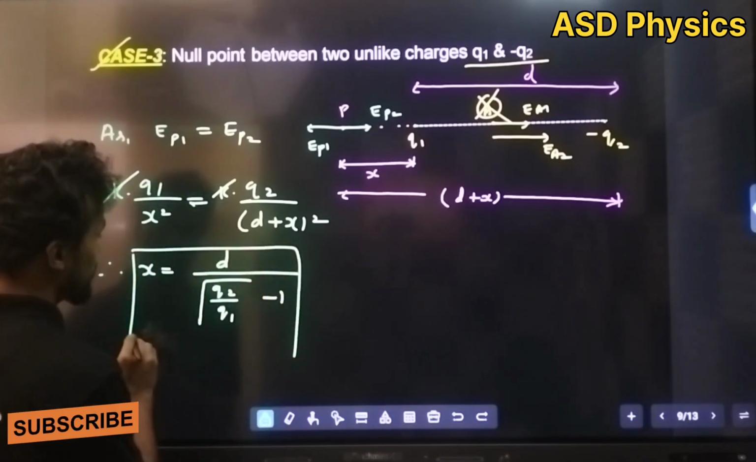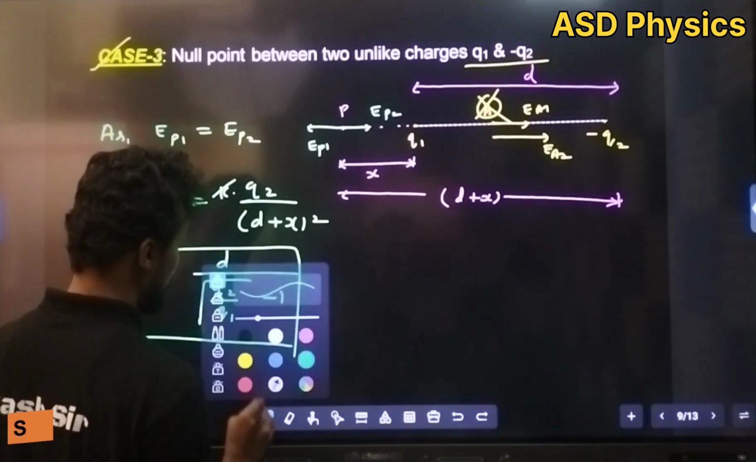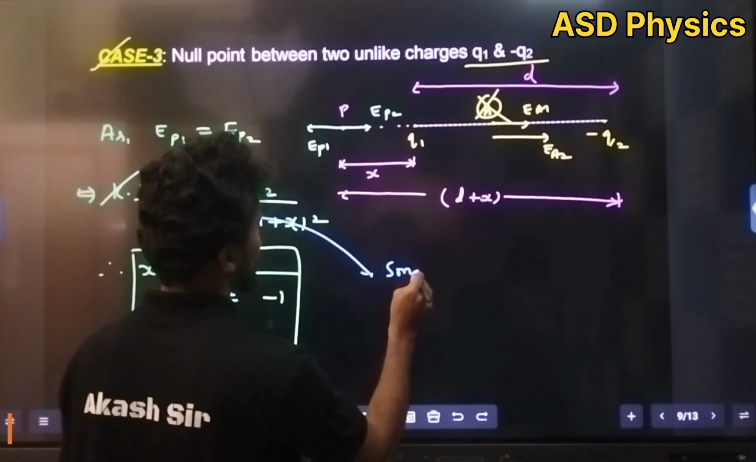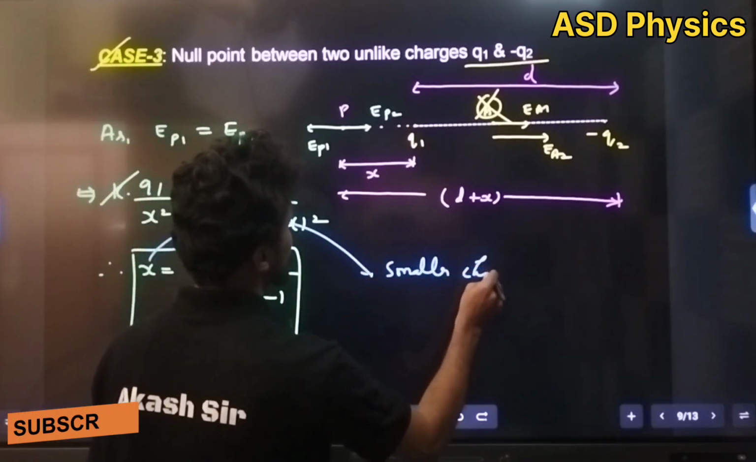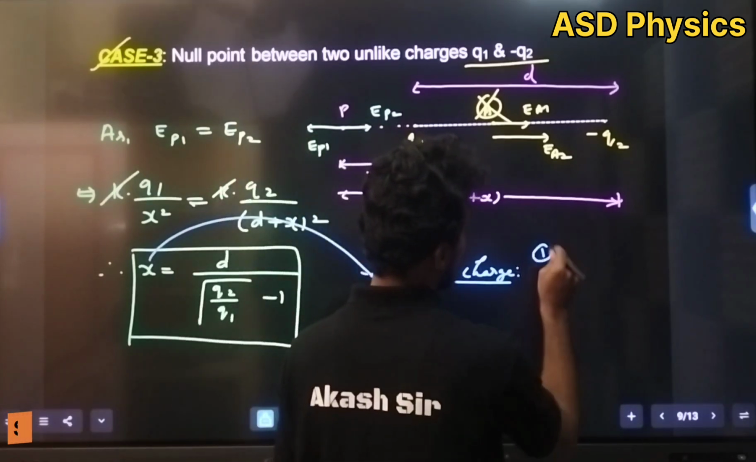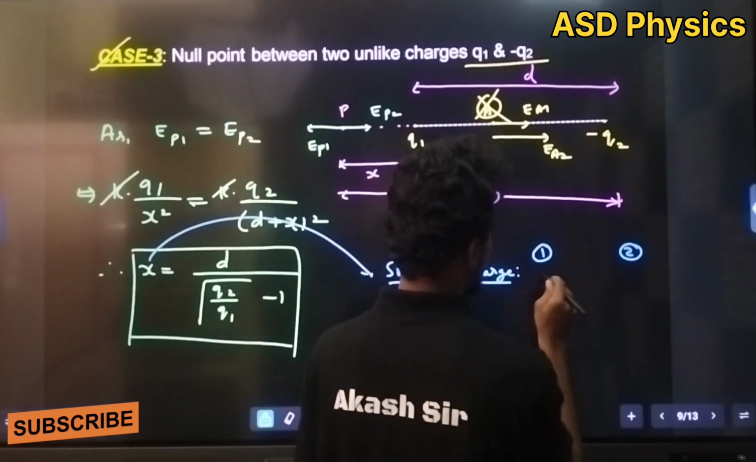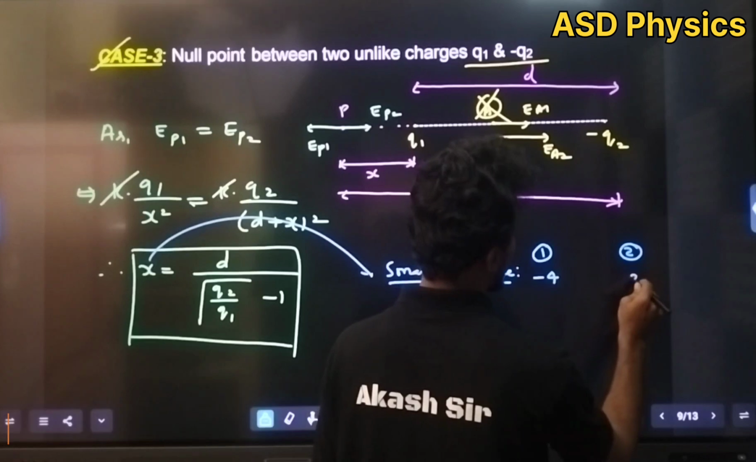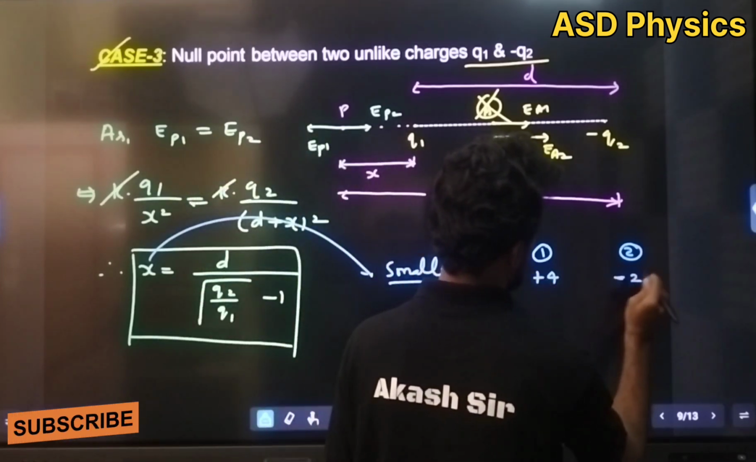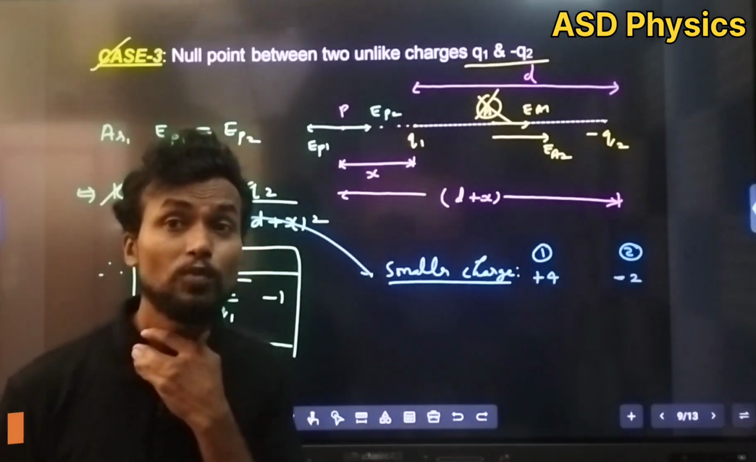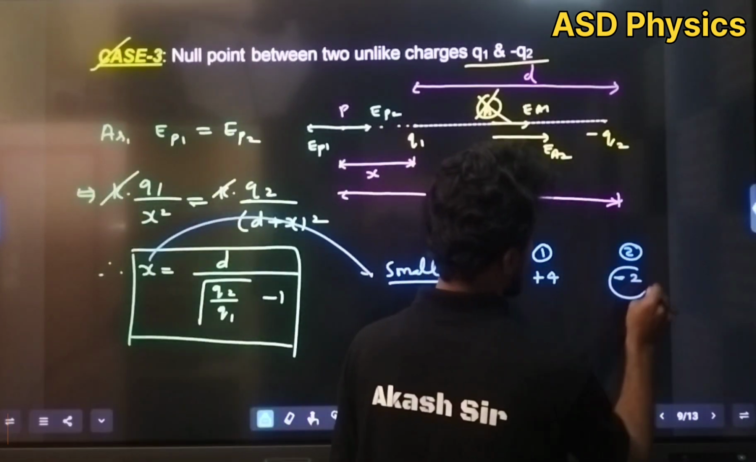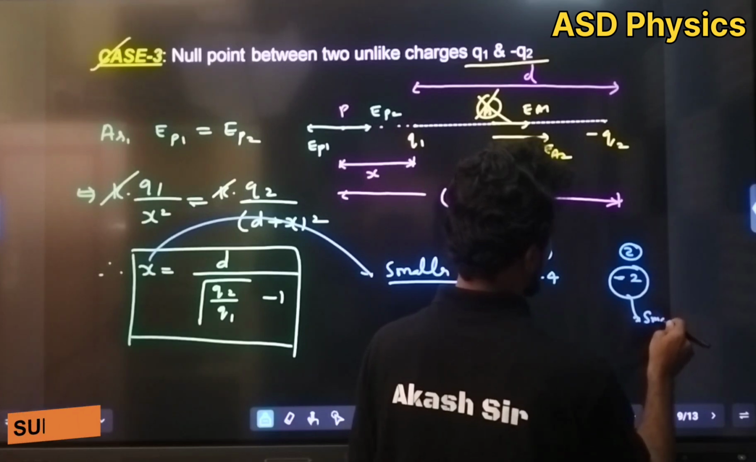And again, this distance is from which charge? This distance is again from the smaller charge. Now let's take for example that I have two charges, plus 4 and minus 2. Tell me please, which one is the smaller charge here? Remember that only the magnitude counts. So this one is the smaller charge.